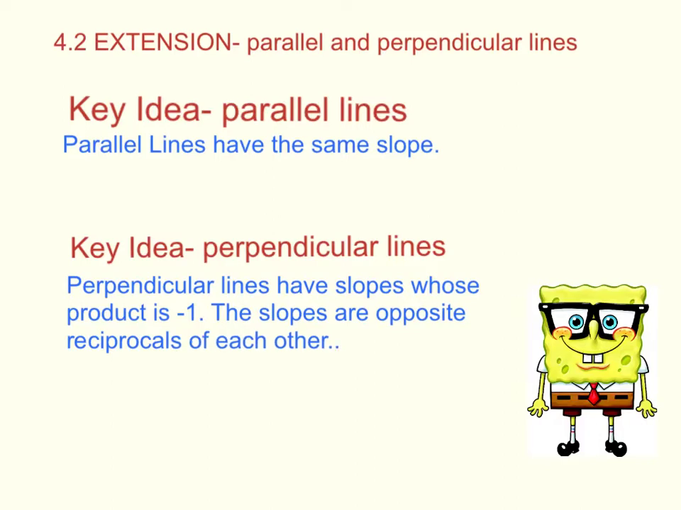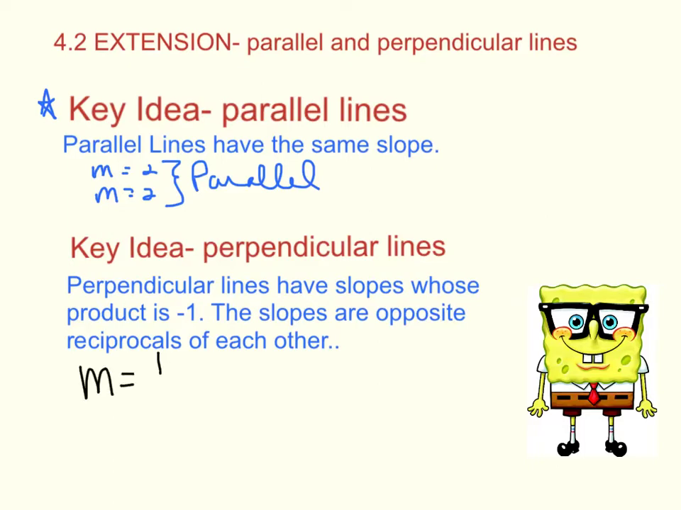So for example, on the first key idea, let's say I said one slope is 2, the other slope is 2. You know that these lines are parallel. If, on the example at the bottom, I said a slope was 1/4 and the other slope was -4, that means they are perpendicular. There are two ways to know it.